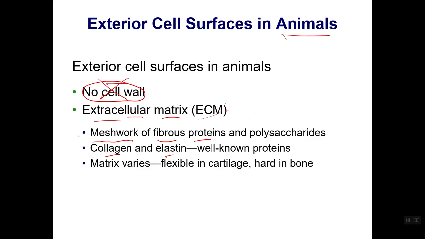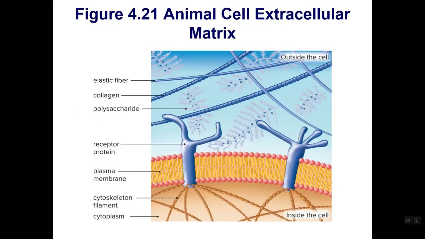But anyway, the matrix, that ECM can vary. It can be very flexible. In cartilage, you have a flexible matrix, and you have a very, very hard extracellular matrix when it's in bone, and so on. And here's a depiction of that. So here we have the inside of the cell. We have the cell membrane. We see some proteins as well. And then on the outside, you can see some polysaccharides. You see collagen and elastin fiber. And there's some other things that are in there too. Those are just some of the most well-known ones.